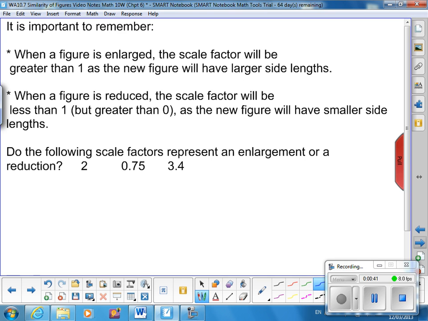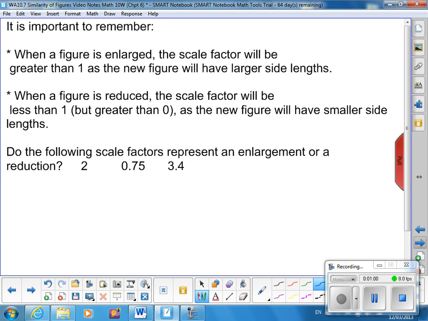It's important to remember when a figure is enlarged, the scale factor will be greater than 1, as the new figure will have longer side lengths. When a figure is reduced, the scale factor will be less than 1, but greater than 0. You won't be having a scale factor of a negative number, and that will give you smaller side lengths.